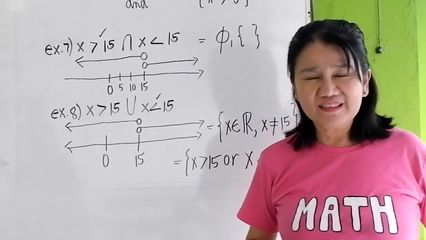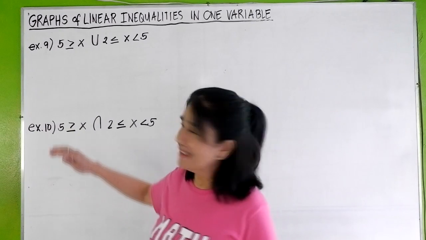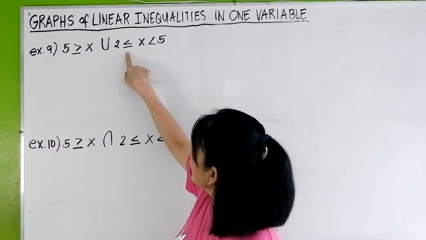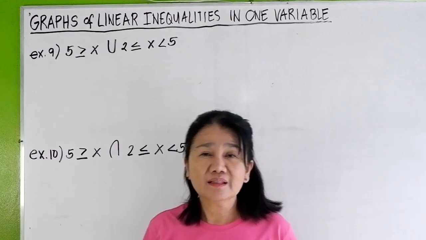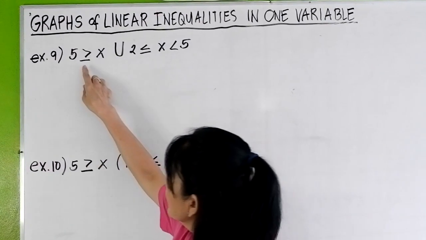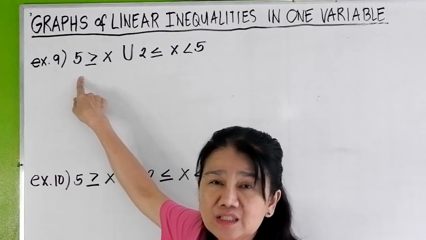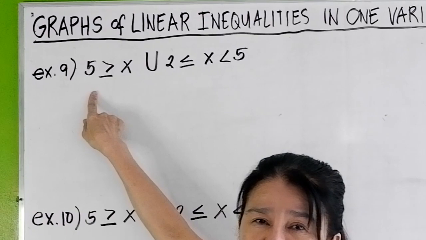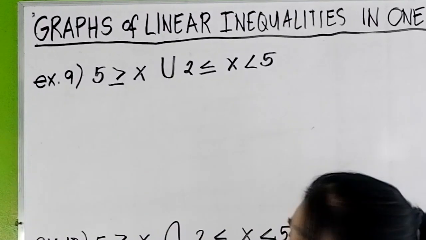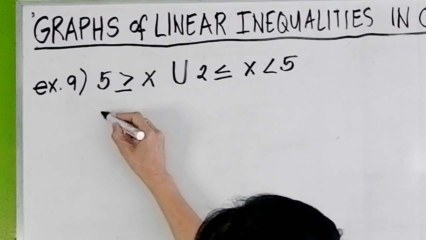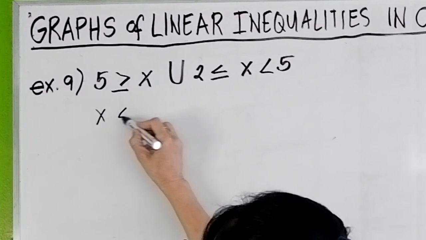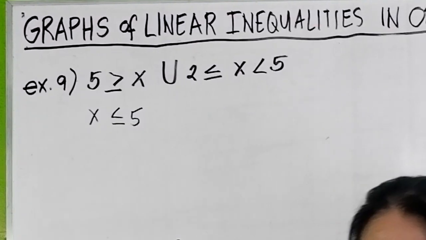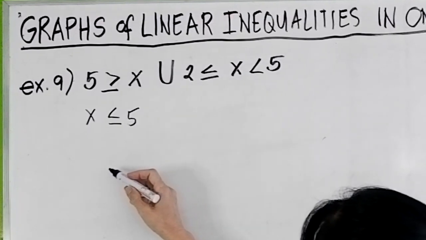Let's move on to example number 9. Problem number 9: 5 is greater than or equal to x, union, x is greater than or equal to 2 and less than 5. Now, if you're confused here, many students understand more clearly if x is on the left side. 5 greater than or equal to x simply means x is less than or equal to 5. So you can rewrite it that way so it will be easier for you to analyze.